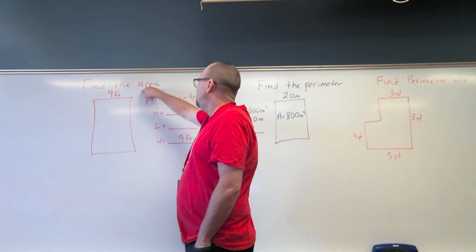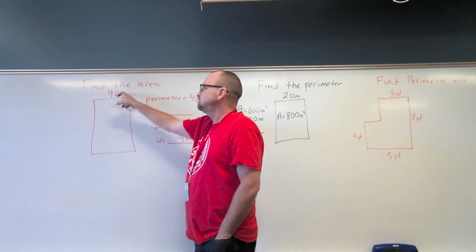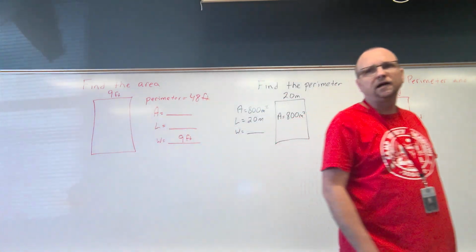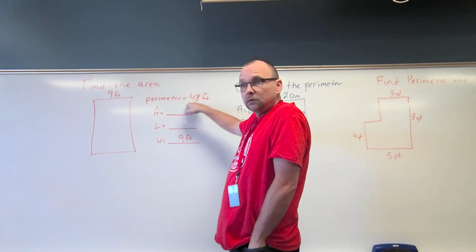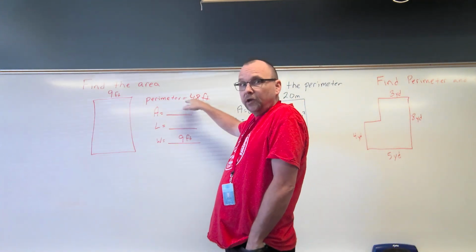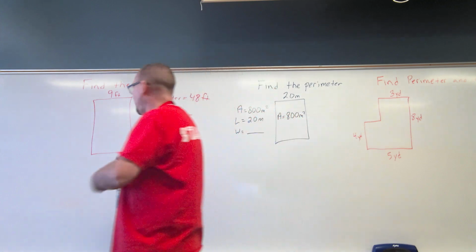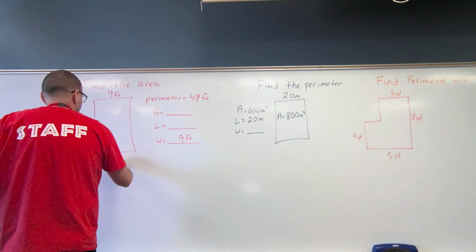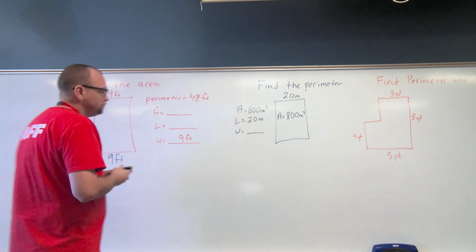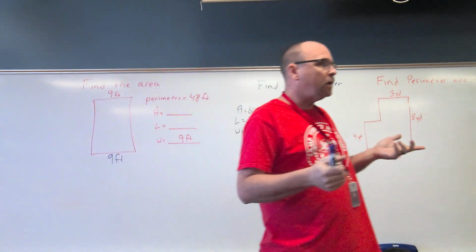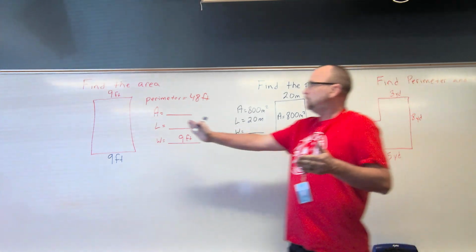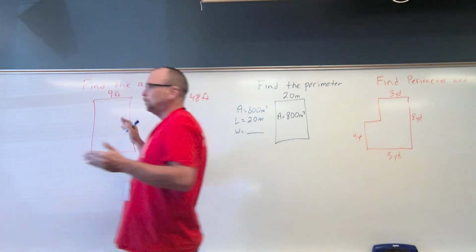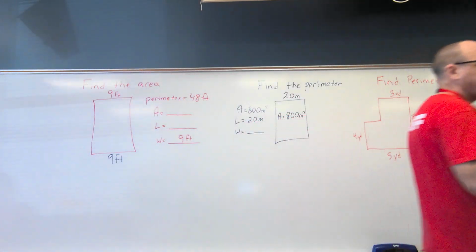It says to find the area, but it only gives us the width of 9 feet. However, we know the perimeter. So if we know the perimeter and we know the width, we just need to find the length. So we need to find the measure of one of those sides.